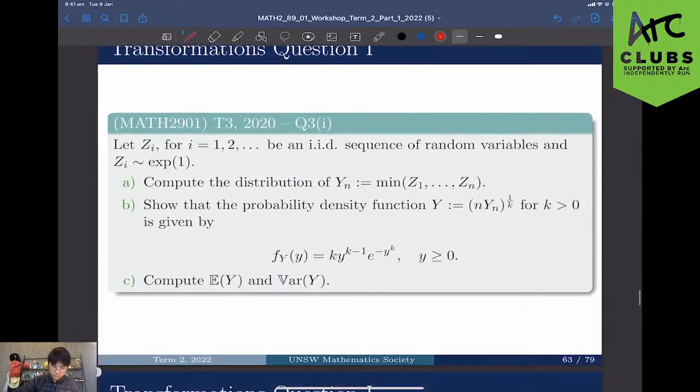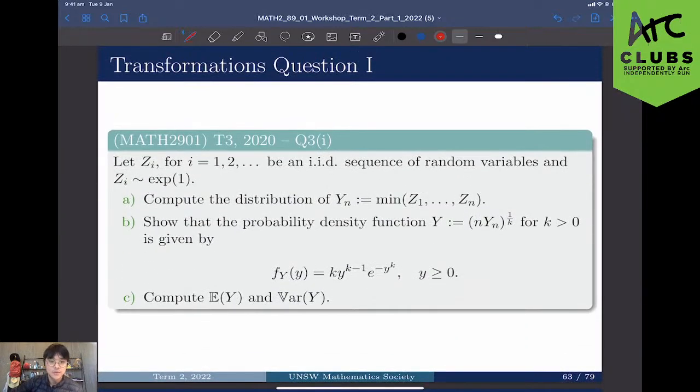So we see our first question. Let Z_i be an IID sequence, independent and identically distributed, of random variables, and let Z_i be distributed with exponential 1. We can look at the formula sheet, but the CDF of Z for exponential 1 is 1 minus e to the power minus z. Compute the distribution of Y_n, which is the minimum of Z_1 to Z_n.